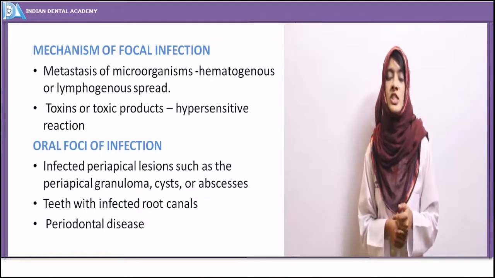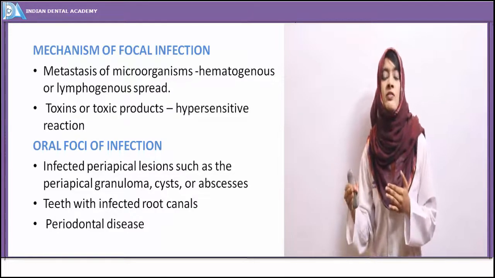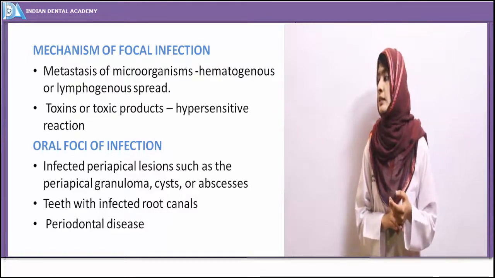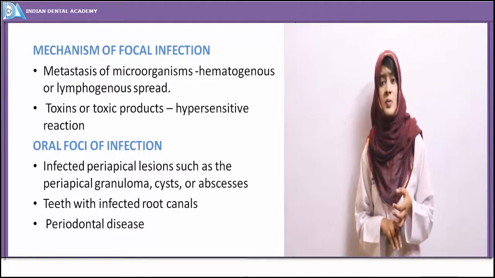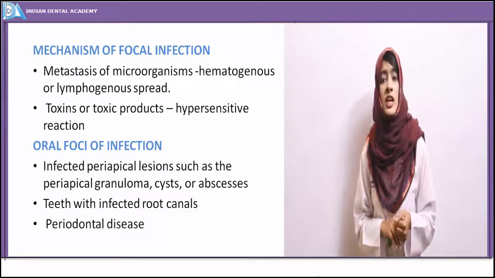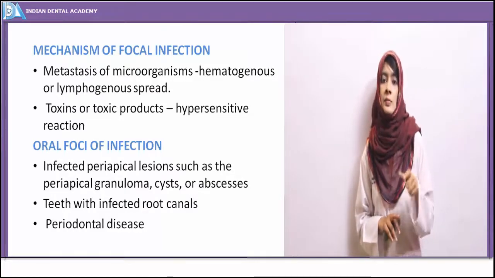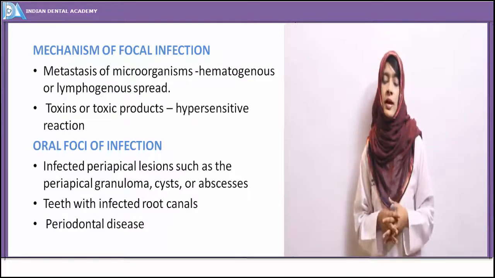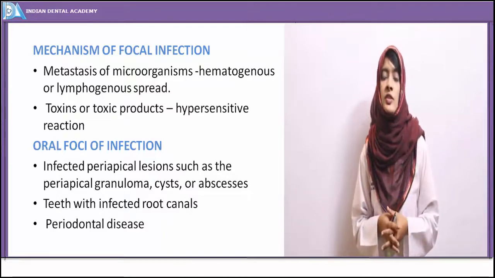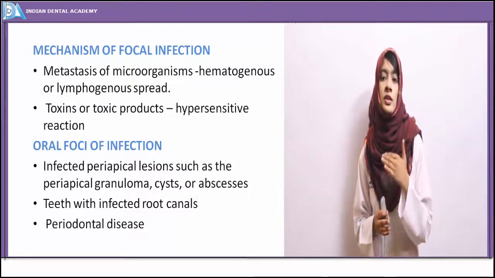As we know, odontogenic infections, there is a periapical infection, initially beginning with pulpitis, again causing a periapical infection, periapical abscess. They may be the commonest sources for infection from the pulp, and along with that, infected periapical granuloma, cyst or abscess are the common source of infection, and even the teeth which have undergone root canal therapy and are still infected are the potent producers of these toxic microorganism products. And periodontal disease, though it is of diffuse nature, involves a lot of anaerobic microorganisms, so those are also sources of oral foci for causing a systemic disease.